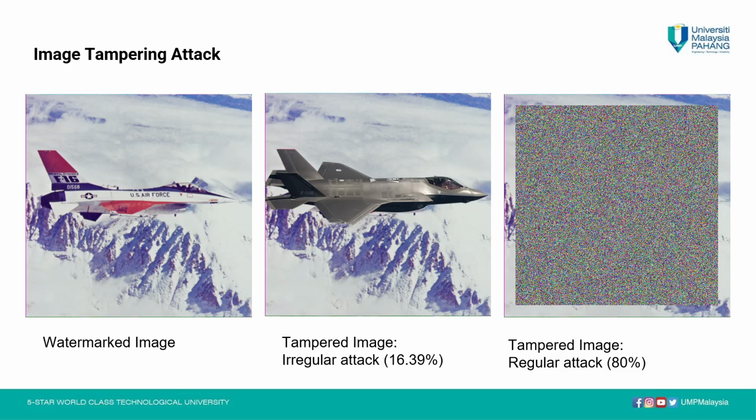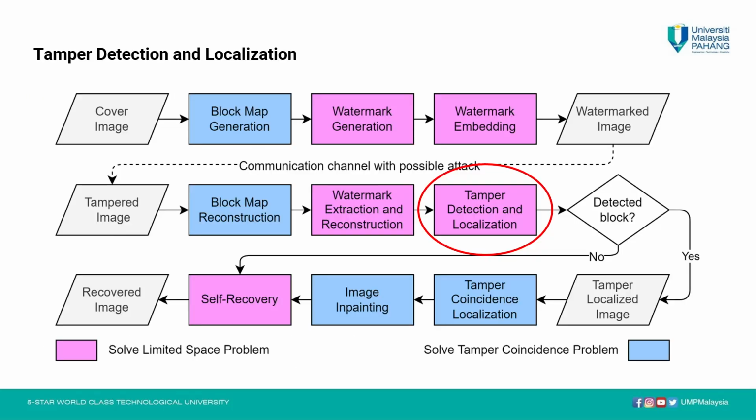So we have up to 80% image tampering, so we can add from 10, 20, 30, and so on and so on, so we can control the area of our attack. For the irregular attack, we cannot control how wide the area of the attack is, like this one. Okay, and then the task is to detect and localize the tampered area of the image.